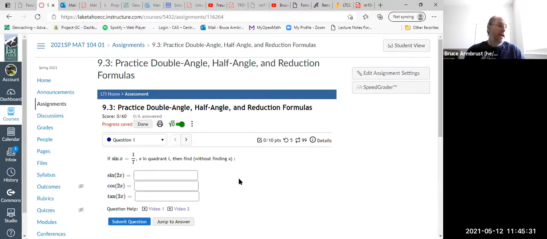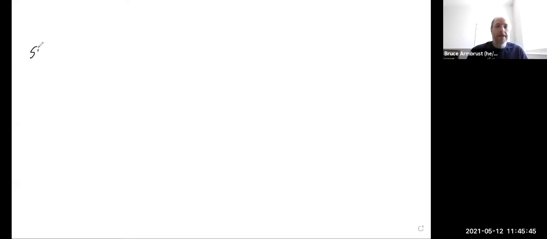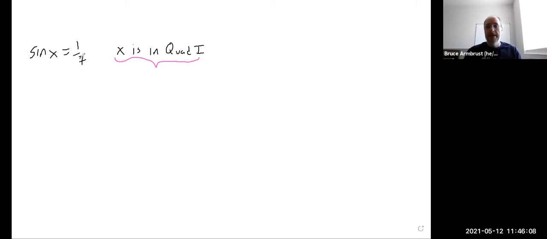All right, let me go ahead and share my whiteboard, and let's see what we can do with this. Again, here's what we know about this angle. The sine of x is equal to 1/7, and x is in quadrant 1. This is really important, because there are lots of places where sine is 1/7. There's more than one place, but we're specifically looking at the one in quadrant 1.